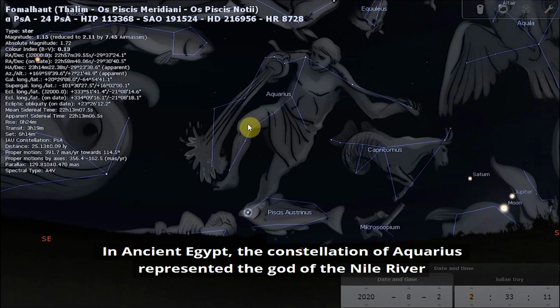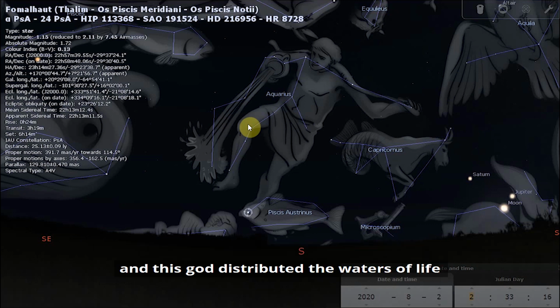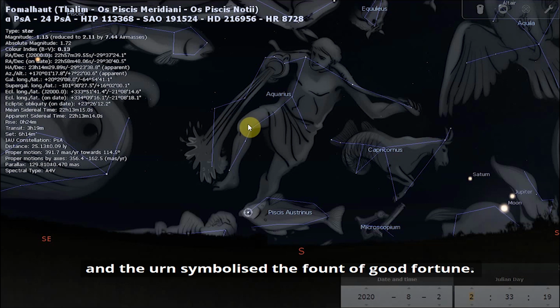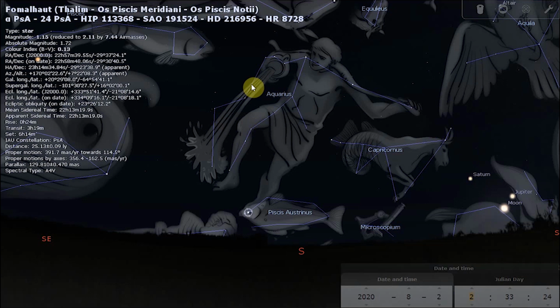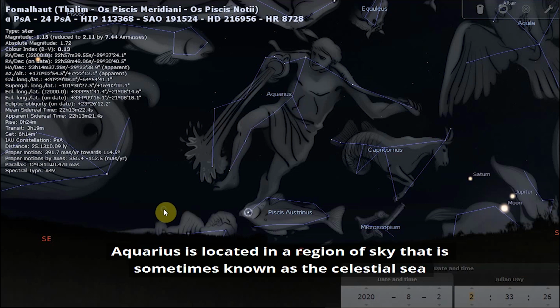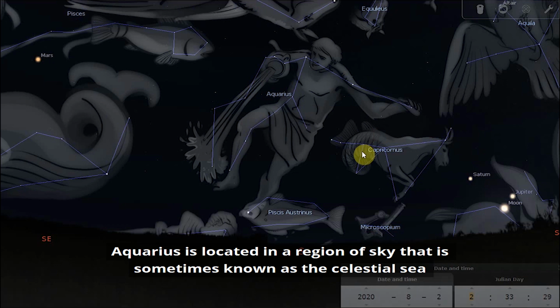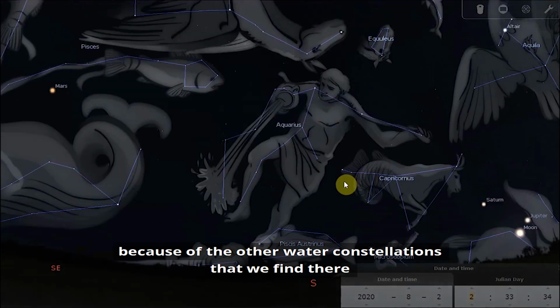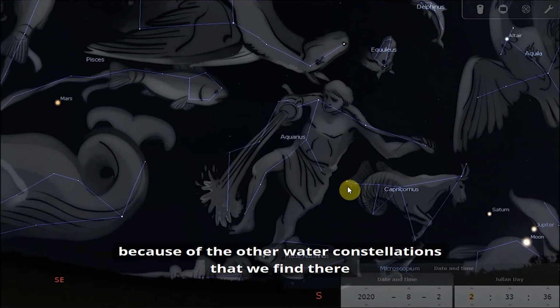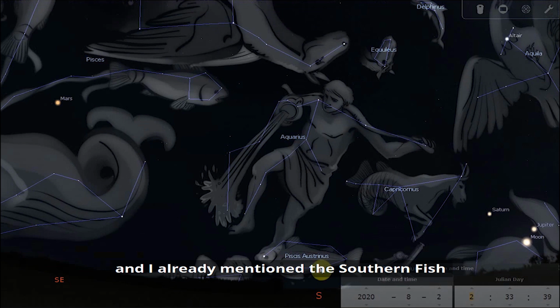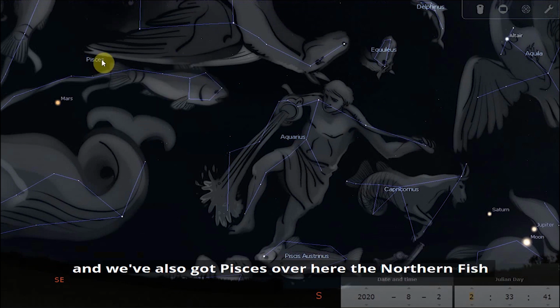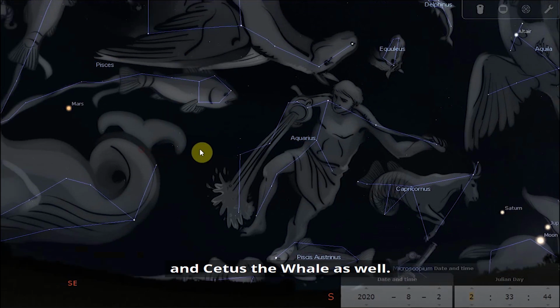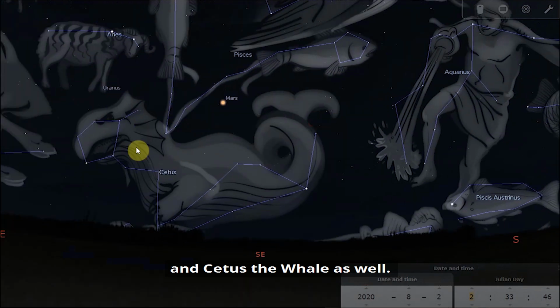In ancient Egypt, the constellation of Aquarius represented the god of the Nile River, and this god distributed the waters of life, and the urn symbolized the fount of good fortune. And Aquarius is located in a region of sky that is sometimes known as the Celestial Sea because of the other water constellations that we find there. And I already mentioned the Southern Fish. We've also got Pisces over here, the northern fish, and Cetus, the whale, as well.